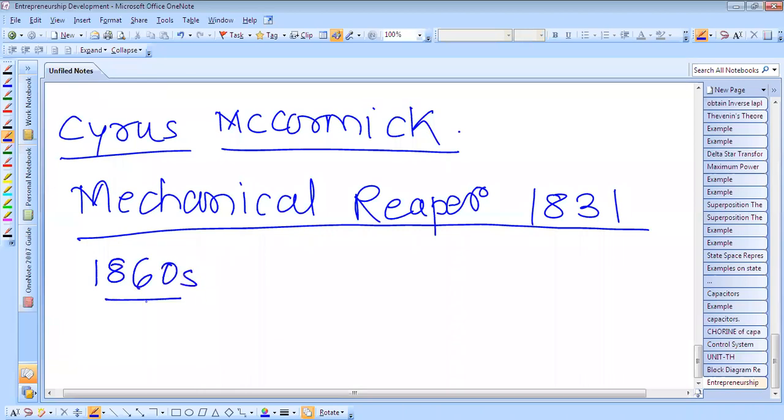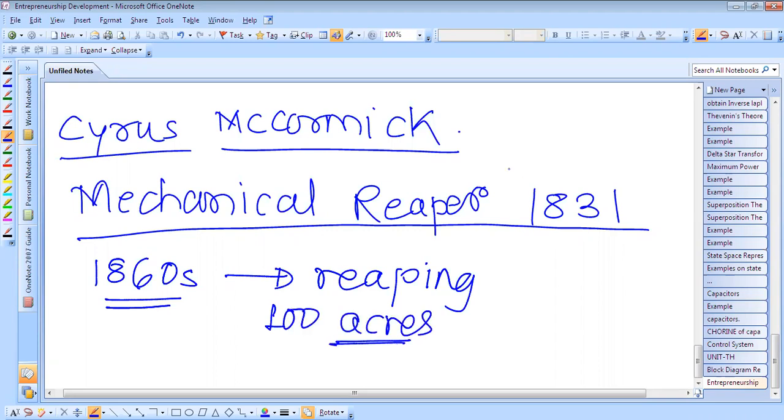And in the 1860s they were reaping almost 100 acres of land. So McCormick invented the mechanical reaper. Before its invention, farmers used to cut their wheat by hand, and they could cut an acre or two in a day. With the invention of this reaper, they could reap dozens of acres a day, and by the 1860s they were in a position of reaping 100 acres a day. So the reaper not only revolutionized agriculture, but it also inspired new industries in farm implements, grain processing, and food distribution.